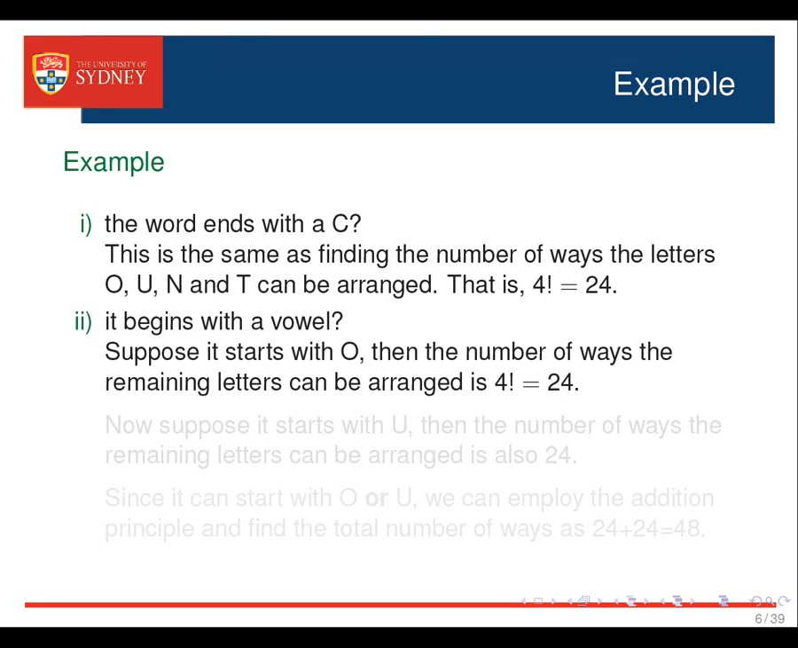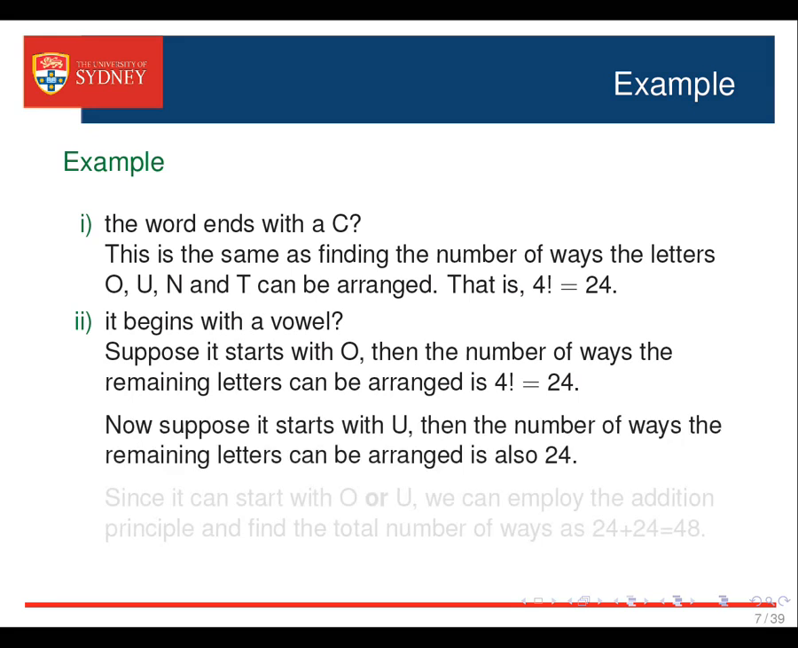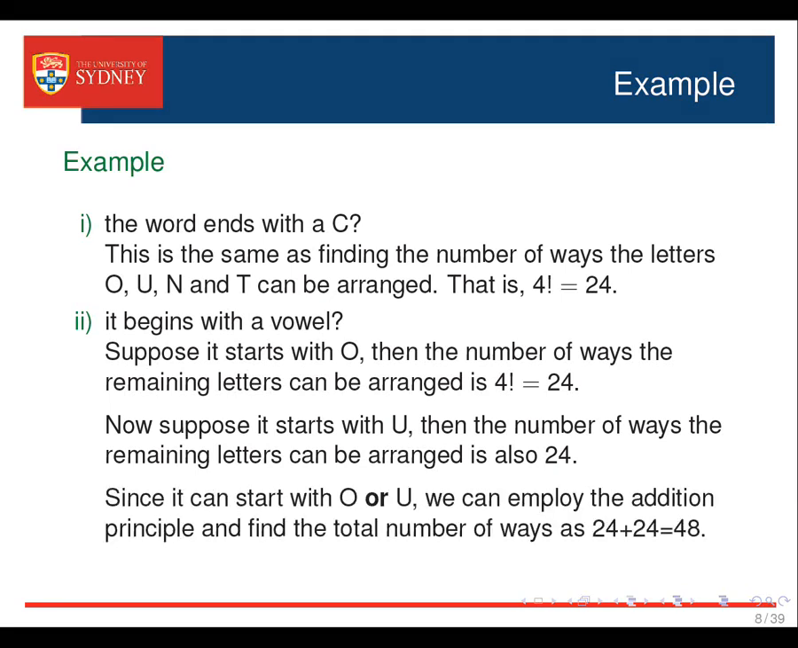How about if the word begins with a vowel? Since there are 2 vowels, O and U, we have to consider both cases. Suppose the word begins with an O, then there are 4 factorial ways to arrange the remaining letters. If the word begins with a U, there are 4 factorial ways to arrange the remaining letters. Now, since the word can begin with either O or U, by using the addition principle, we find that we can make 48 words that begin with a vowel.